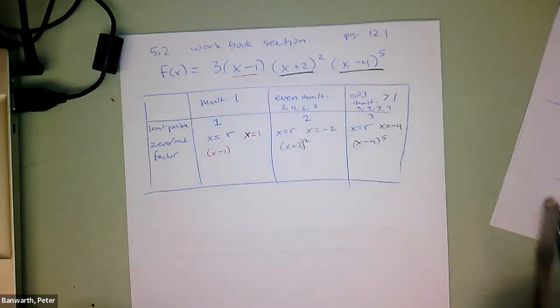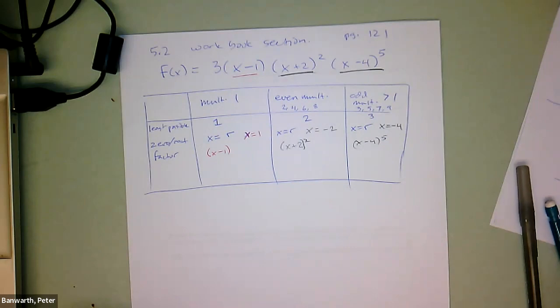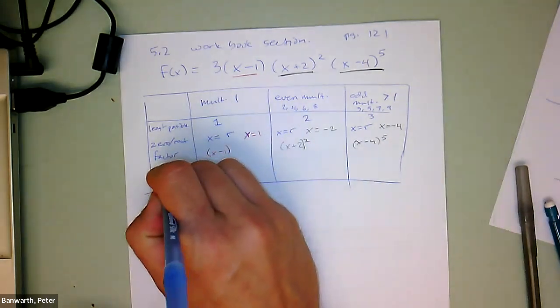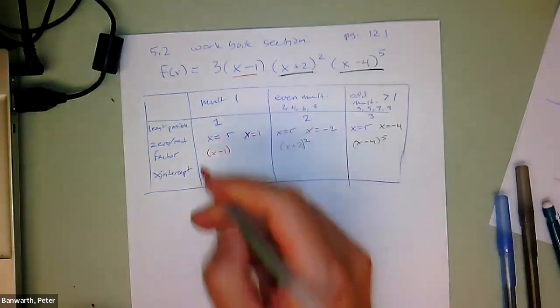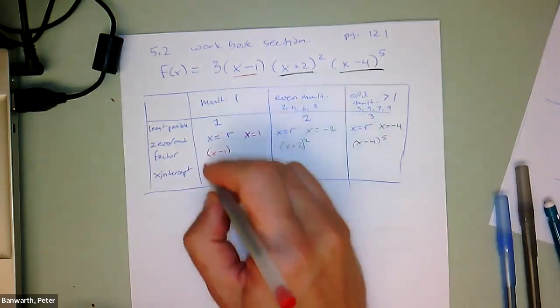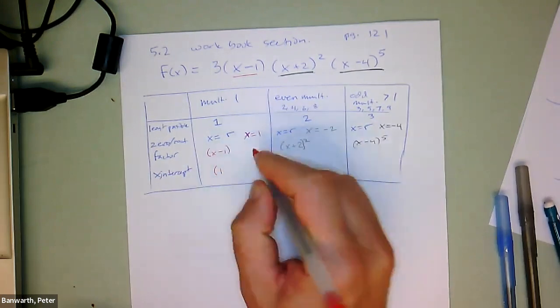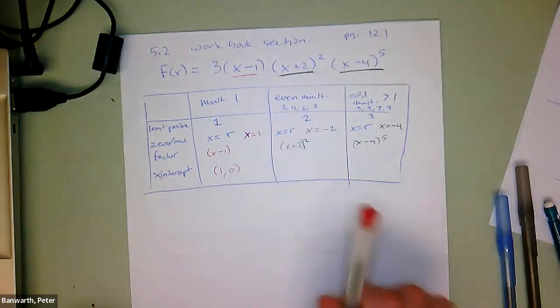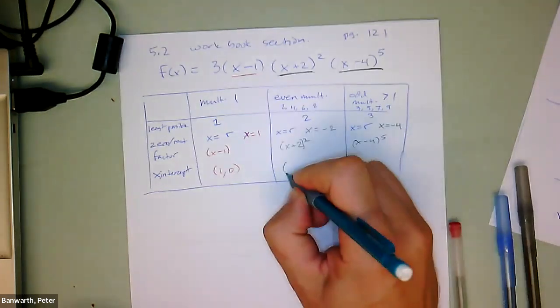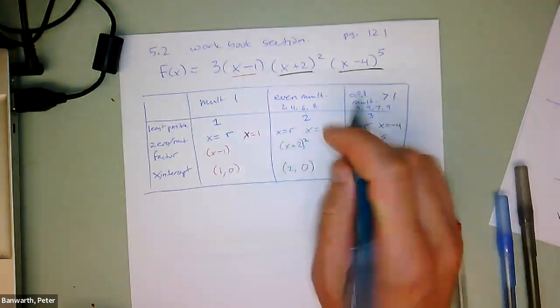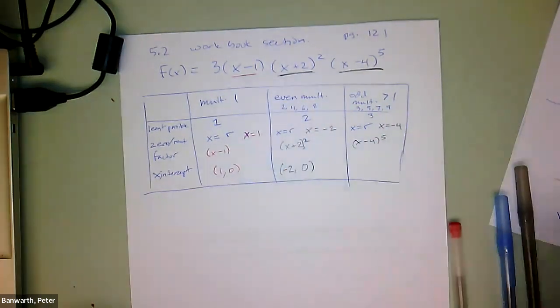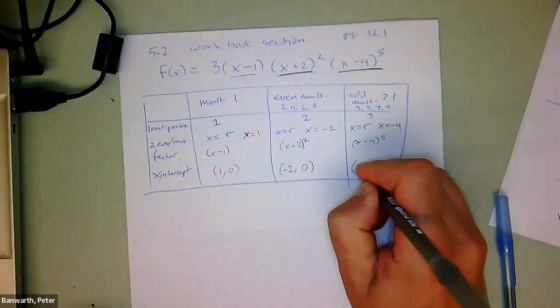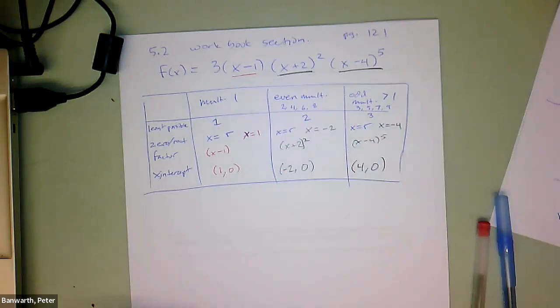And then the x-intercept is just the way you would write this as a coordinate pair. X is 1, that makes y 0. Or if x is negative 2, that makes y 0. And if x is 4, that makes y 0. So that's that summary box.